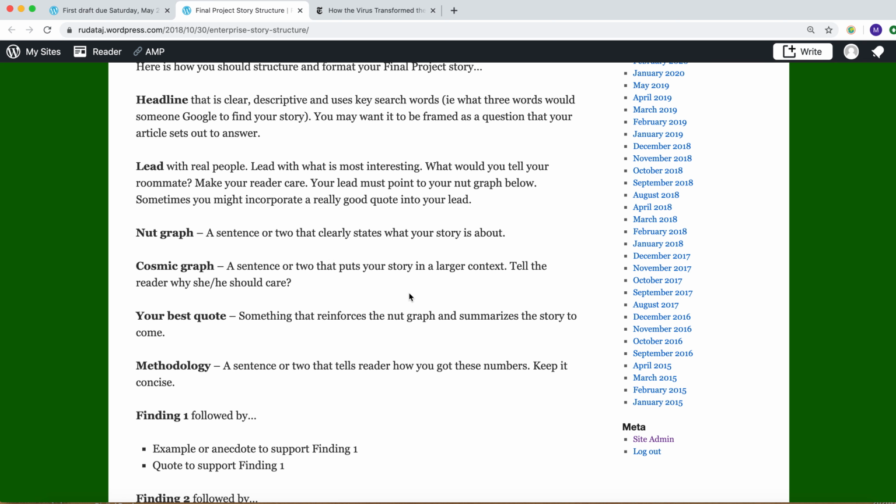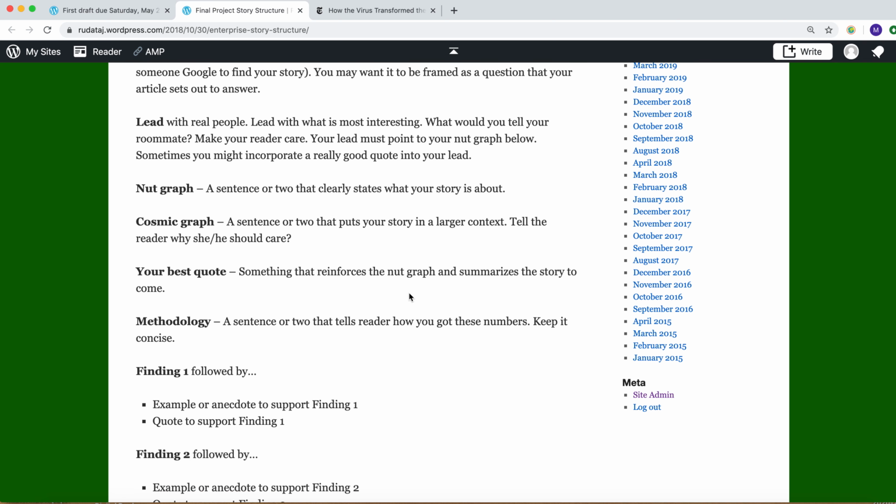The second thing is your lead, the beginning of your story. Lead with real people. Lead with what's most interesting. What would you tell your roommate if you had a limited amount of time to tell them what you're working on? You have to make your reader care in that first paragraph. And then it should also point towards your story. So that's the beginning, and your lead is really critical.